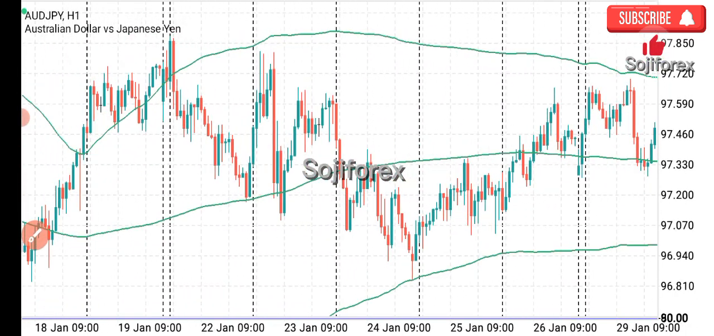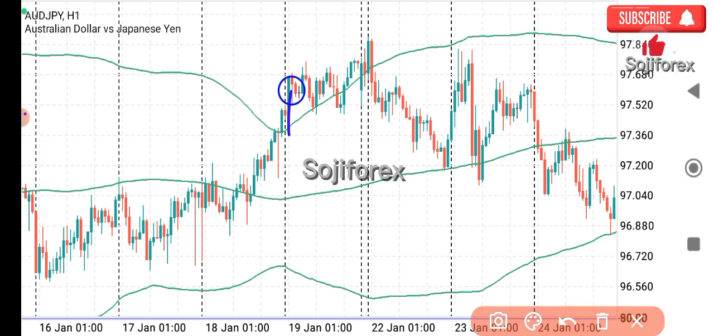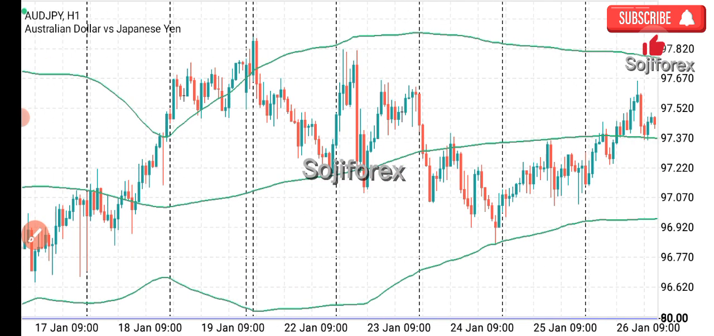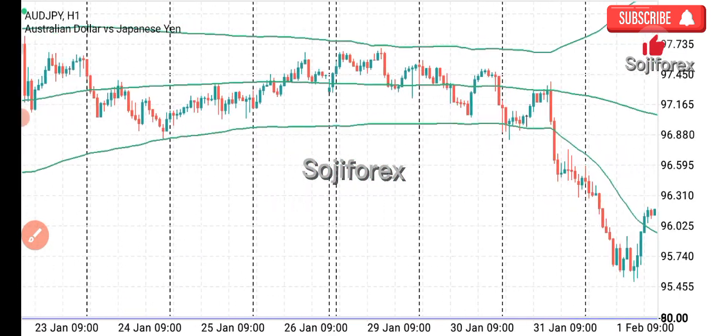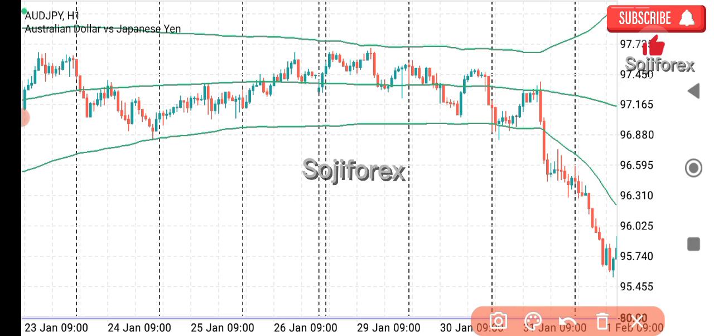So let's first look at where we can get some M and W patterns that have played out in this price scenario. Here, this is an M pattern, and you can see how this particular M pattern plays out. That is one of the M patterns, and here as well we have another M pattern.